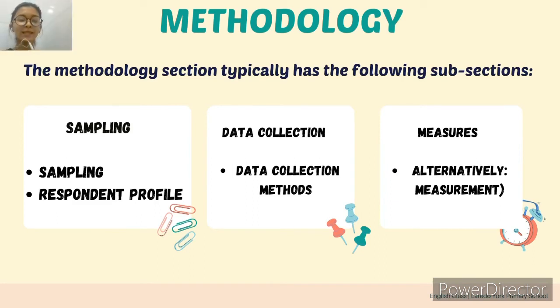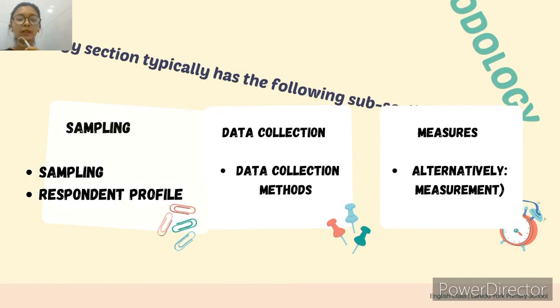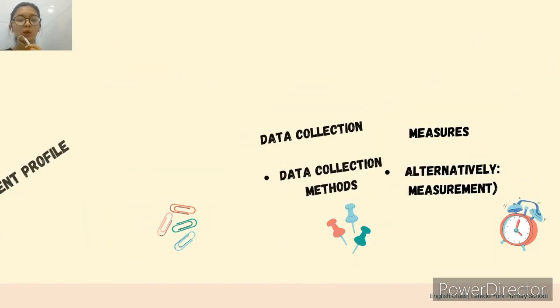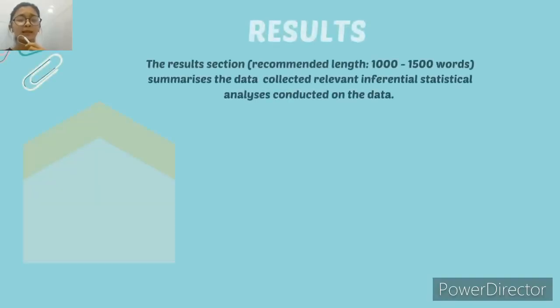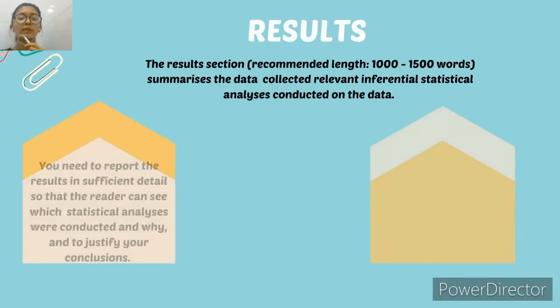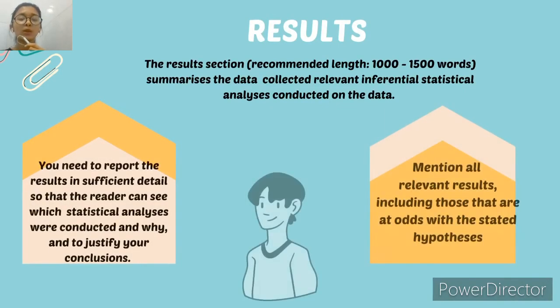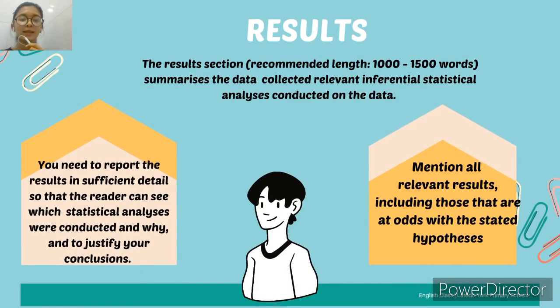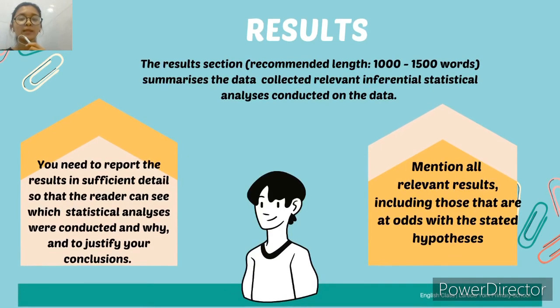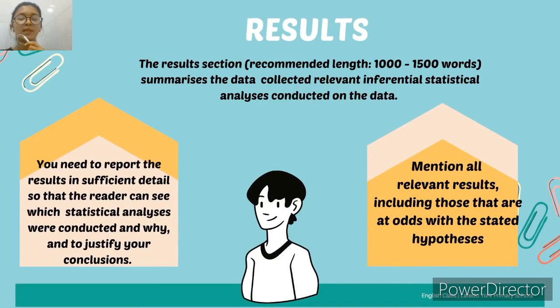So the next is the results section. Here the recommended length is 1000 to 1500 words. The results section summarizes the data collected for a study in the form of descriptive statistics and also reports the results of relevant inferential statistical analysis conducted on the data. In short articles or reports of single empirical studies, the results and discussion sections are sometimes combined.